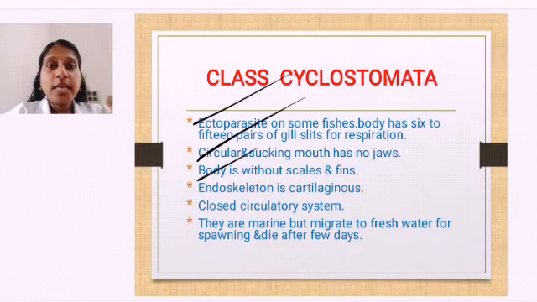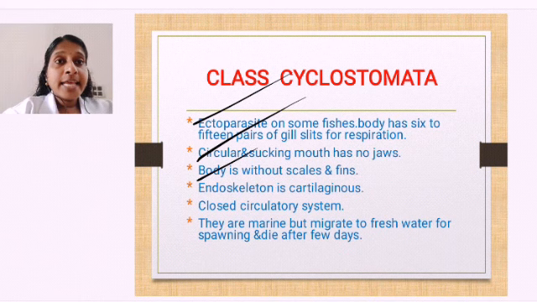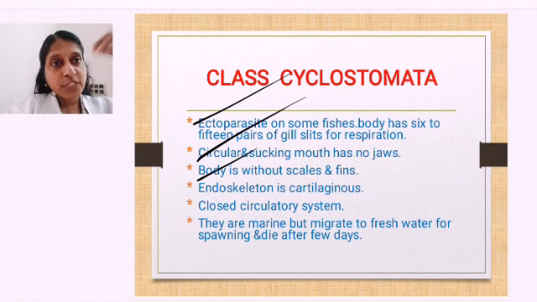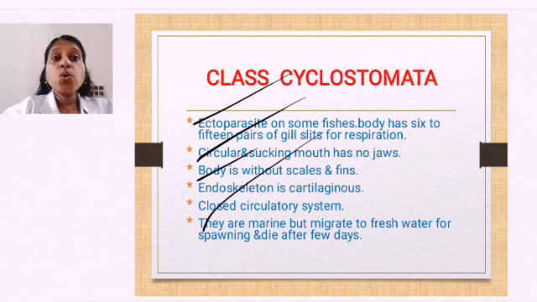The body is without scales and fins and all will be absent. Endoskeleton means the skeletal system which is made inside the body. The skeletal system is cartilaginous. Cartilaginous means they are made up of cartilage. Cartilage is softer than bone, like in our ears and nose you can find cartilage present, which can move, which is flexible, which is not hard like bone. So, the skeleton is cartilaginous in nature, and they are having a closed circulatory system.